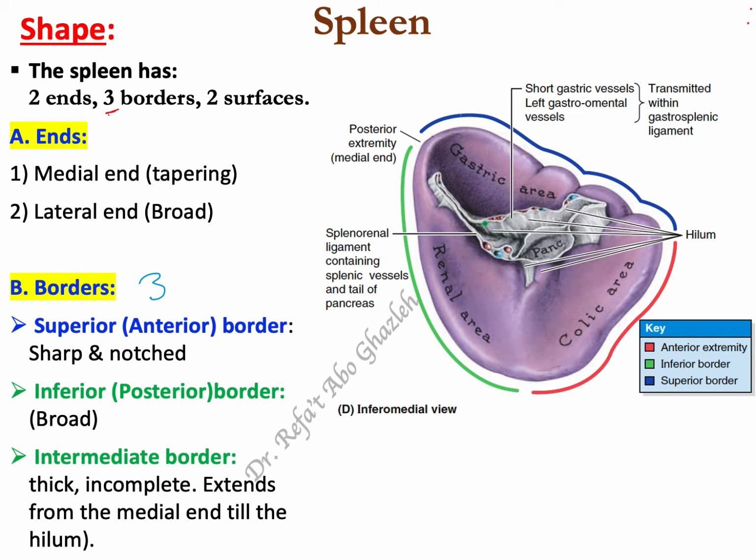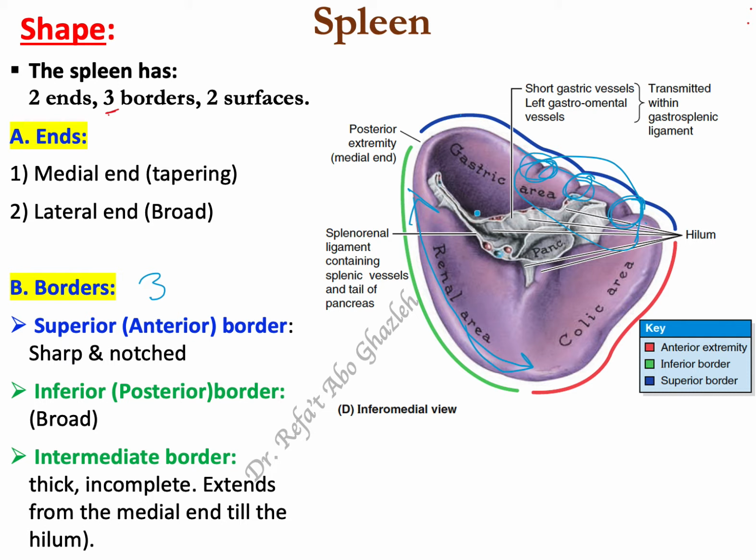Now, back again to the superior border. The superior border is sharp, as you see, and it has a kind of notch which can be felt if the spleen is enlarged, a case known as splenomegaly. If the spleen enlarges three times more than its actual size, we can feel this border. Why? Because of the notch that exists here. And what about the inferior border? This is the inferior border of it, and it's broad and kind of smooth.